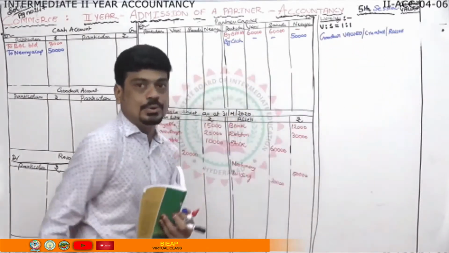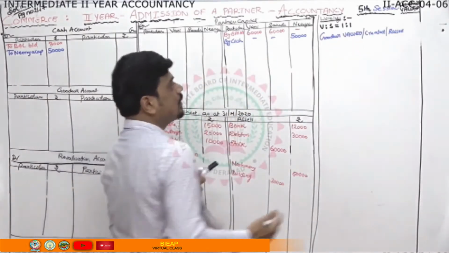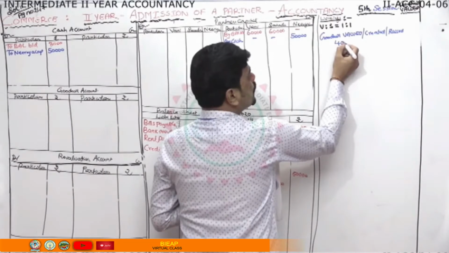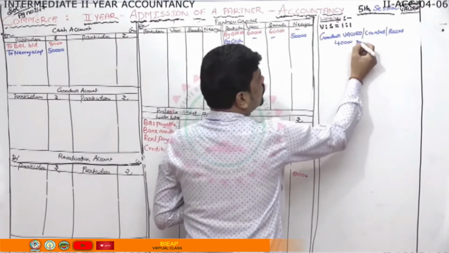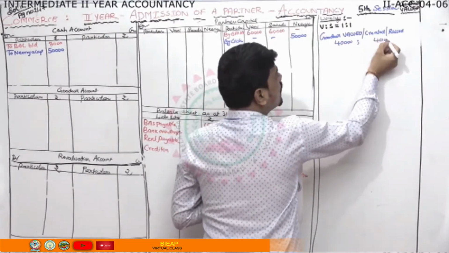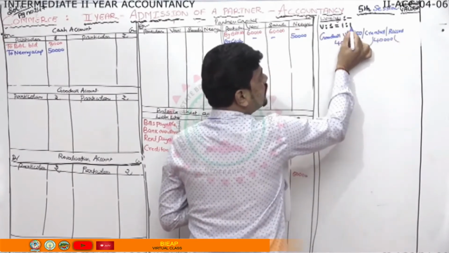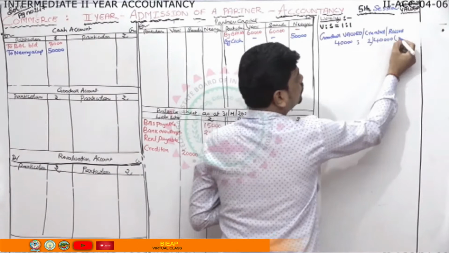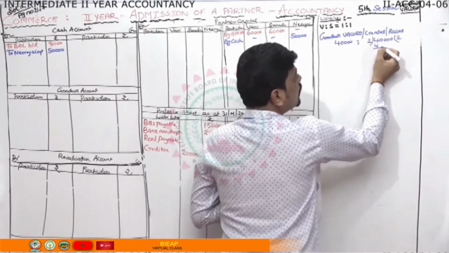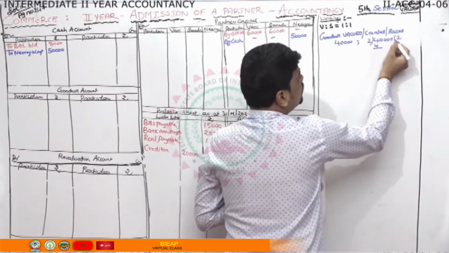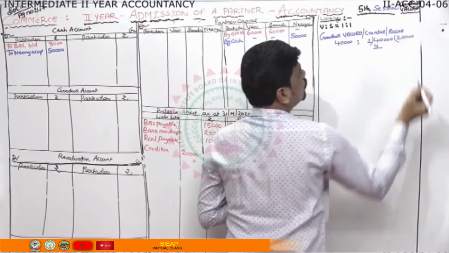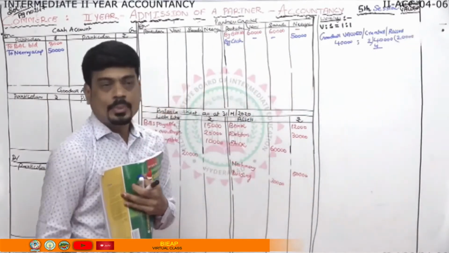Since they told us the valuation, how much did they value it? They said goodwill is valued at 40,000. So what will I do again? This 40,000 I am going to divide by 1:1, which means 2. 2 2s are 4. 1, 2, 3, 4. I am transferring, so 20,000 here.